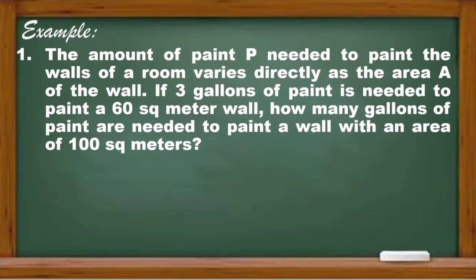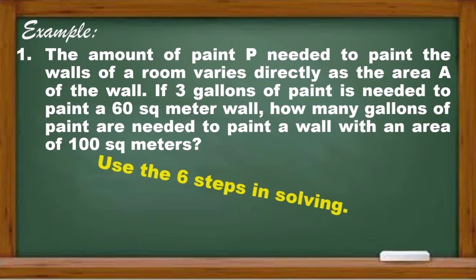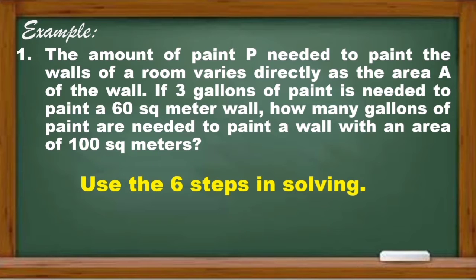Example: the amount of paint P needed to paint the walls of a room varies directly as the area A of the wall. If 3 gallons of paint is needed to paint a 60 square meter wall, how many gallons of paint are needed to paint a wall with an area of 100 square meters? Use the 6 steps in solving.